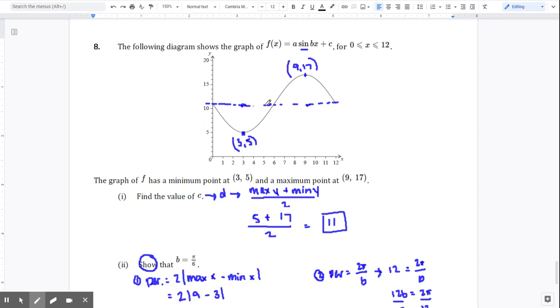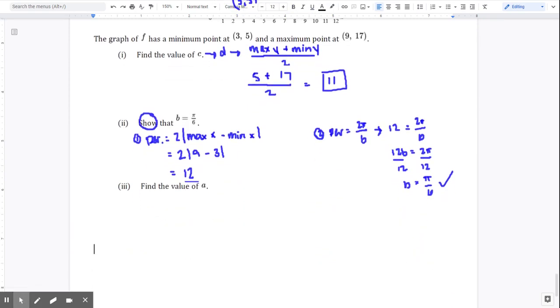You can also, if you're ever not sure that C, the value that we got in part 1, is correct, remember, you can find the difference between the max and min y values and then divide them by 2. I'm going to show that latter piece just in case. I'd rather show the longer way. So the max y minus the min y, divided by 2, which means I'd be looking at 17 minus 5 divided by 2. So I'd be looking at 6.